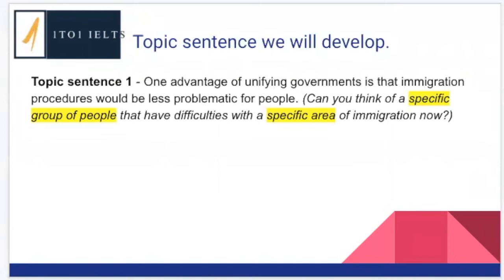So it's something you want to think about when looking at examples here. First, this one. Think about a specific group that might have difficulties with a specific area of immigration now, and how would that be fixed? So maybe you yourselves have had issues with immigration, moving to countries. What were the issues you might have had with immigration, and would it have been easier if the world was just run by one government?